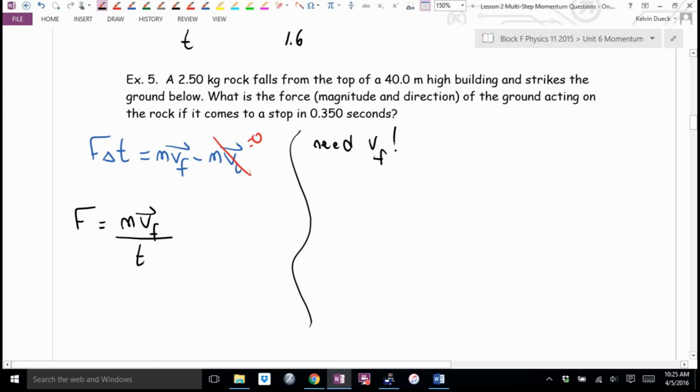And this is good review. What did you say VI was? What else has this question given me that I haven't used yet? How big? 40 meters. Nope, 40 is wrong. Oh, negative. Why negative 40? It's down. We're ending up below.